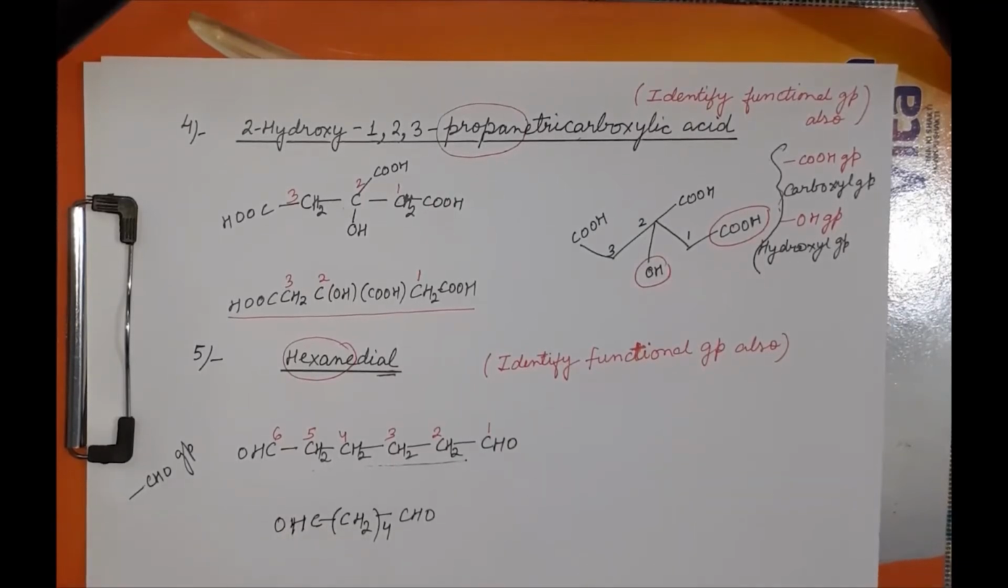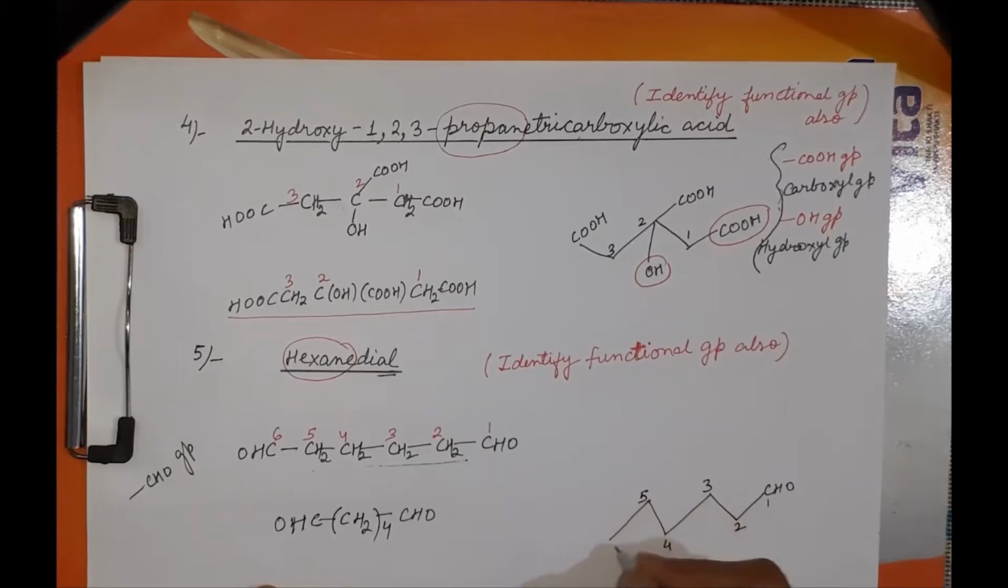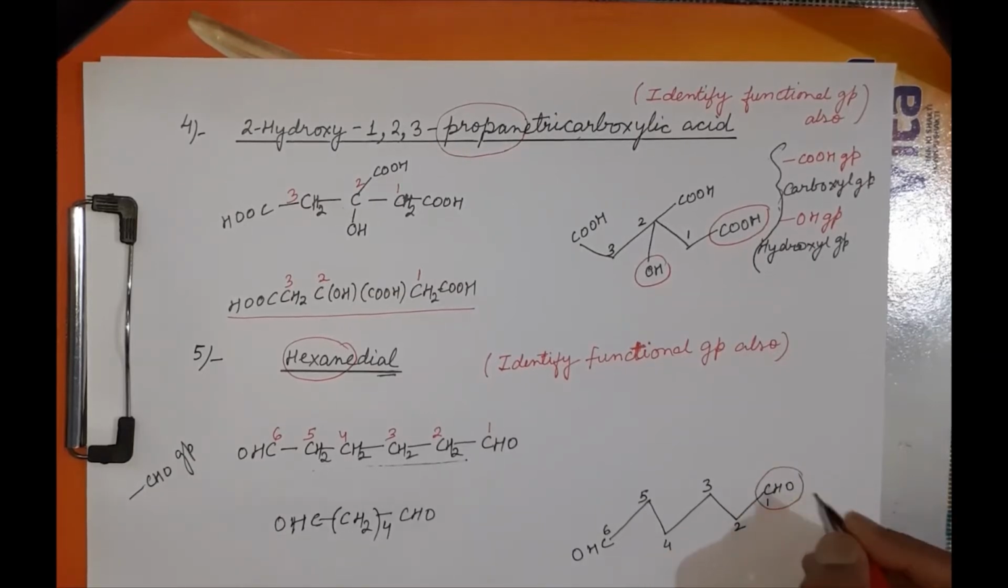Now for the bond line formula, let us first write the 6 carbon atom chain: 1, 2, 3, 4, 5, 6. At one end this is CHO, and at the other end this is also CHO. So this will be the bond line formula, and it has only one functional group, that is the aldehyde group, the CHO group, which we call the aldehyde group.